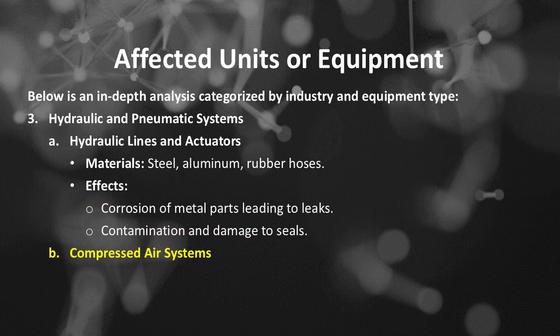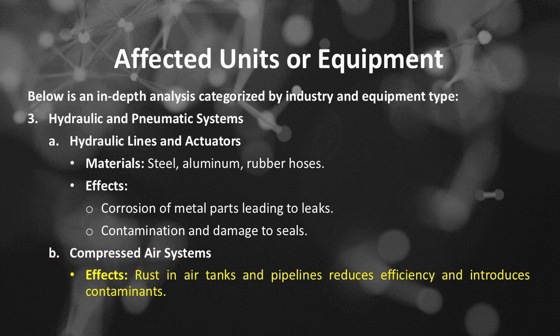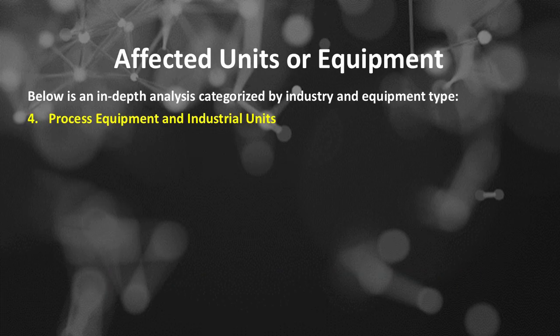Number B of hydraulic and pneumatic systems is compressed air systems. Effects: rust in air tanks and pipelines reduces efficiency and introduces contaminants. Number 4 of oxidation damage mechanisms, affected units or equipment is process equipment and industrial units.